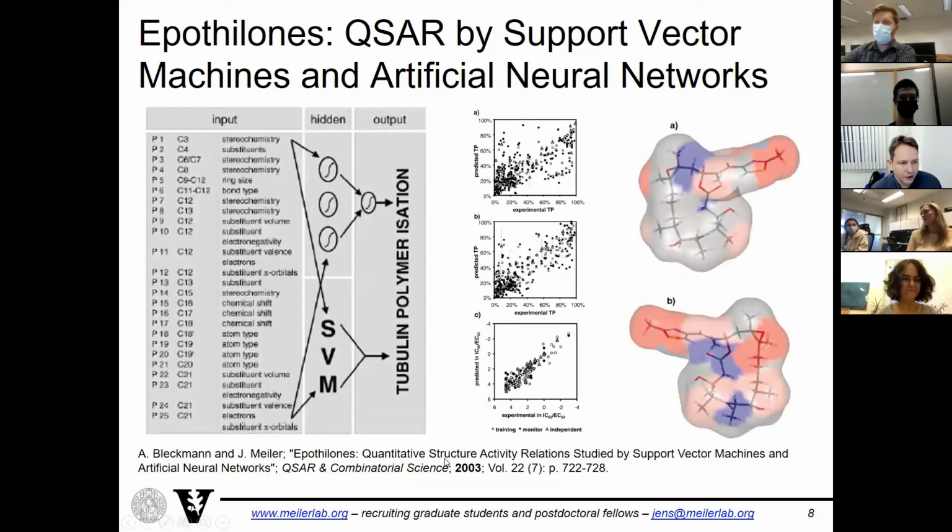And here is some of our other early work, 2003 or so. Anna-Lene was one of my first PhD students, actually an MD PhD student. She is a professor and medical doctor in Münster, I believe, right now. We had 25 descriptors describing the structure of epothilones, which are anti-cancer drugs. And we predicted the activity of certain derivatives of those drugs with neural networks and with support vector machines, which are a slightly different version of a machine learning technology at the time.